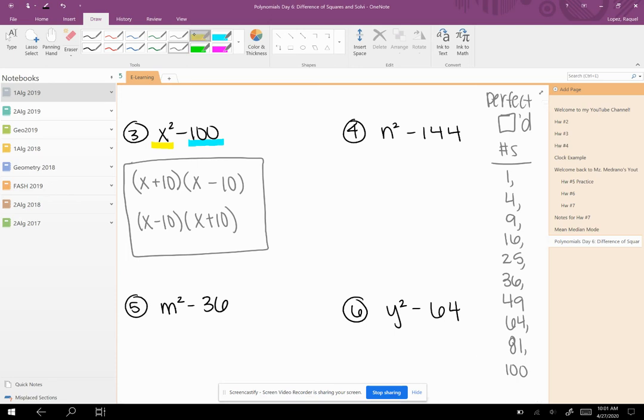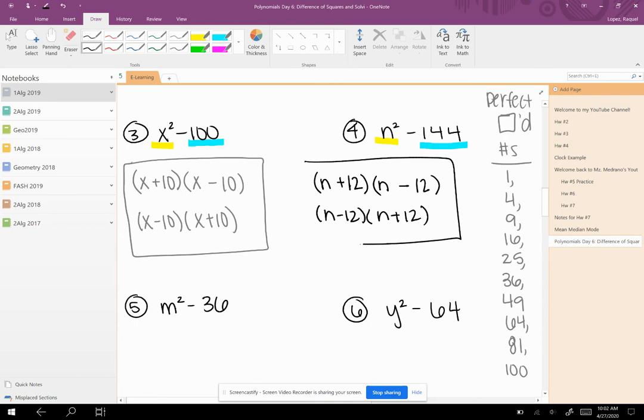All right, let's go ahead and take a look at the second one. N squared minus 144. Is n squared a perfect term? Yes. Is 144 a perfect squared term? Yes. So now we can go ahead and set up our parentheses. We can go ahead and put plus and minus to follow the structure. The square root of n squared is n. The square root of 144 is 12. And there you go. Those are your factors. Again, you could have written it as n minus 12 or n plus 12. Those are two good ways to write your answers.